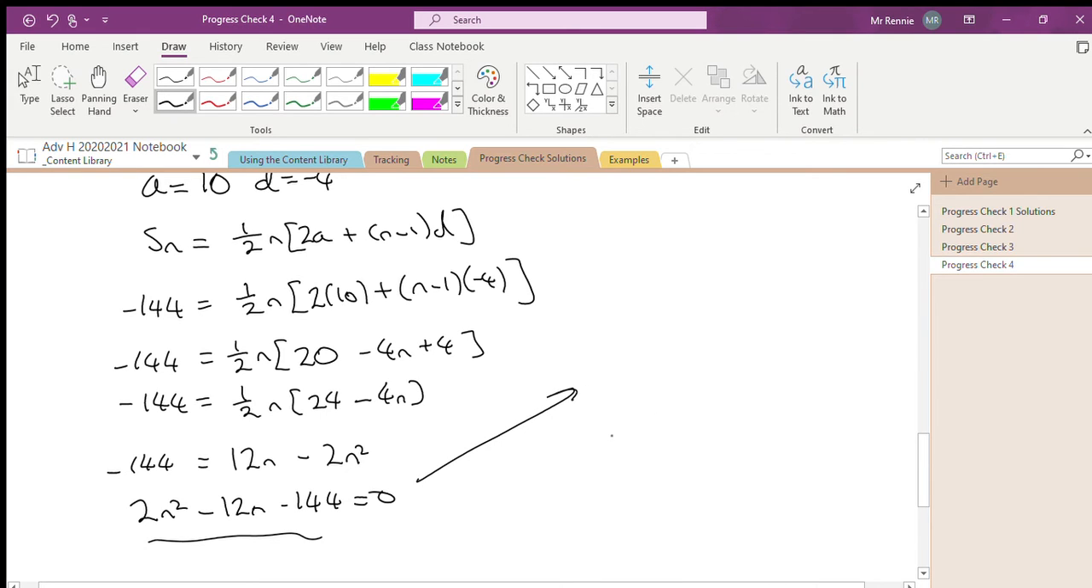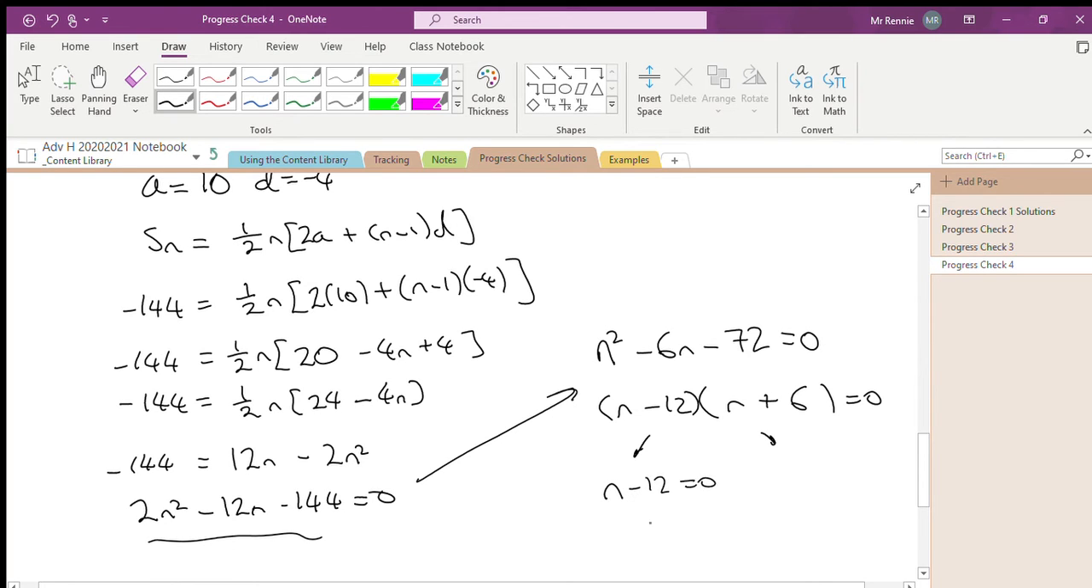So first of all I can take a common factor of 2 and divide everything by 2. That gives me n squared minus 6n minus 72 equals 0. That splits up into two factors where I get two numbers to give me negative 72. If I multiply them as negative 12 times positive 6, that would also add up to give me negative 6 in the middle, so there are my two factors there. Solve for each, so you'd end up with n minus 12 equals 0, n equals 12, n plus 6 equals 0, n would equal negative 6.